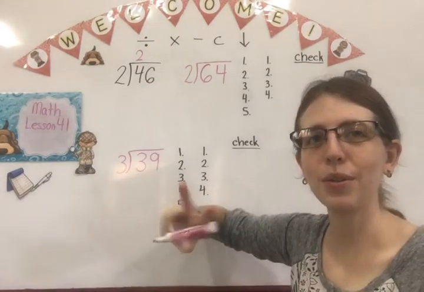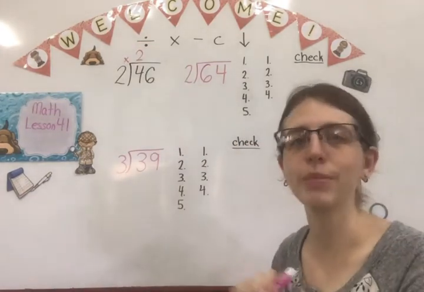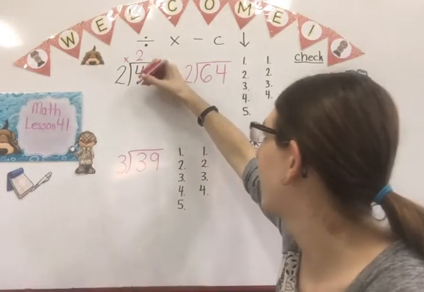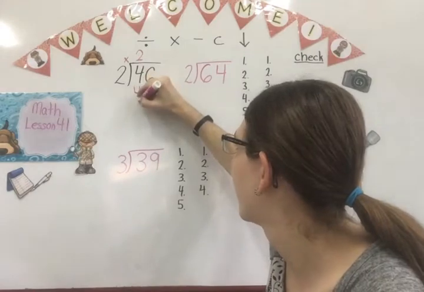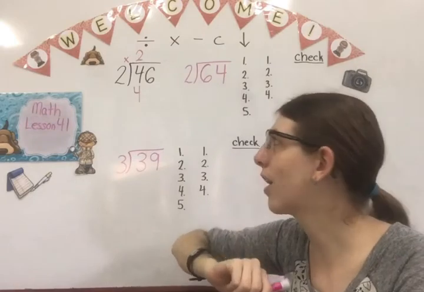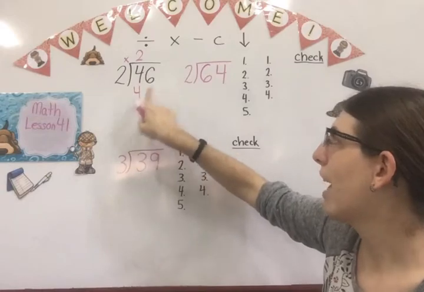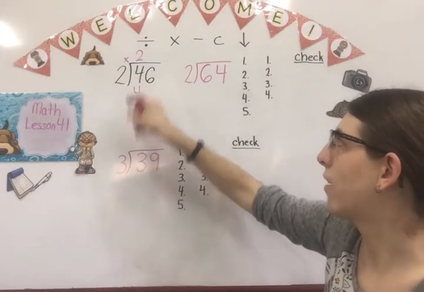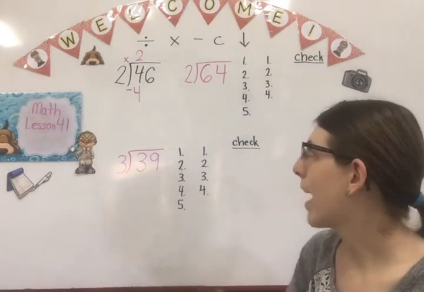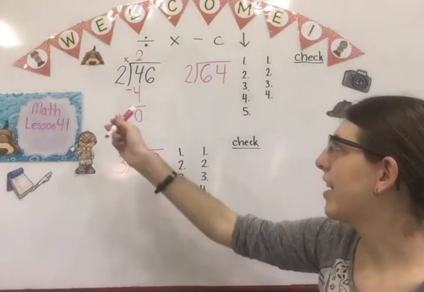Now I do step 2 and I multiply. 2 times 2. 2 times 2 is 4. So I put it right under the 4. I divided my 2 into the 4, so I make sure my 2 goes over the 4. I multiply 2 times 2, which gives me 4. I put it right under the 4, not under the 6, right under the 4. Then I do my next step and I subtract. 4 minus 4 is 0.